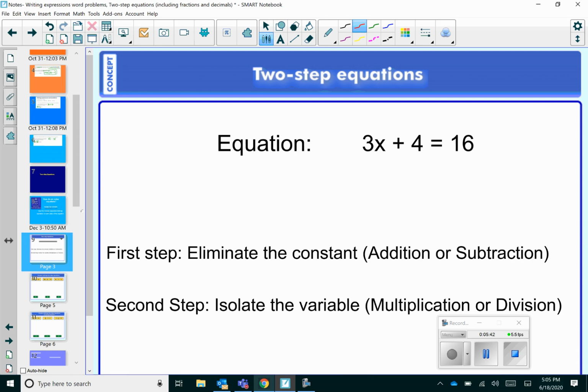Notice that it's addition happening with that 4. So in order to get rid of it, I need to subtract it. And whatever we do to one side, we do to the other. So that's going to leave me with 3x equals 12.